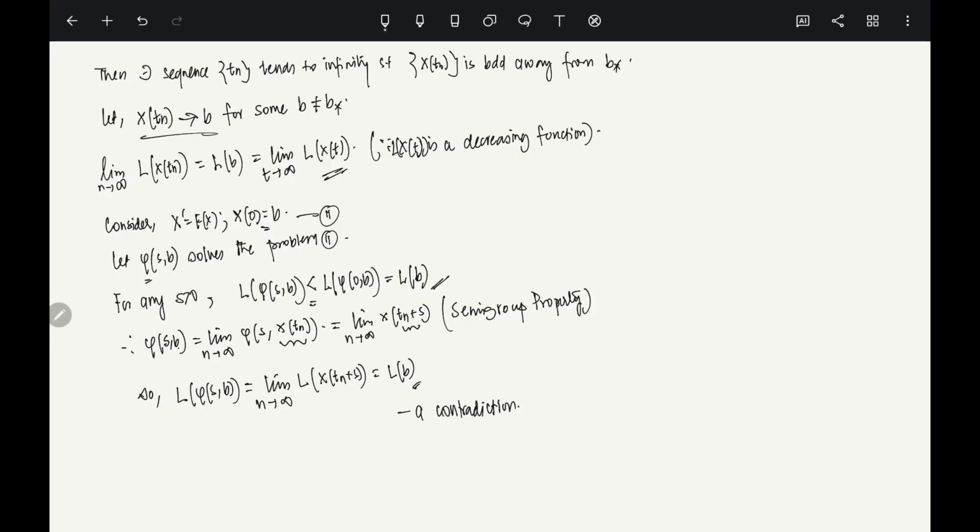Is it okay? Now what we are going to do is look at one example of how to construct a Lyapunov function. Let's look at that example. Okay. So first of all, the question may look like this.